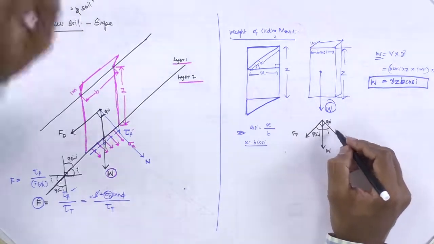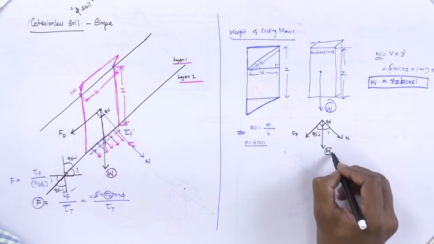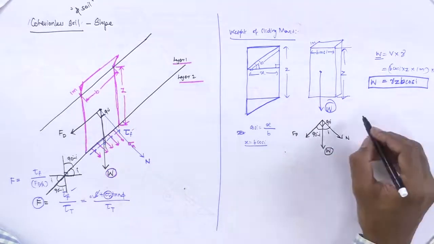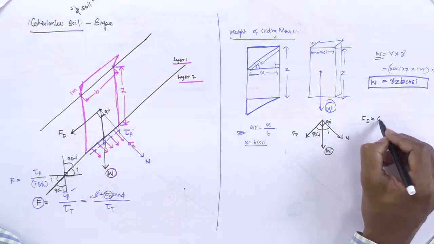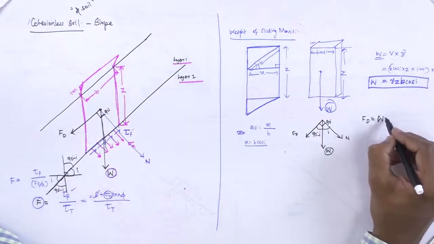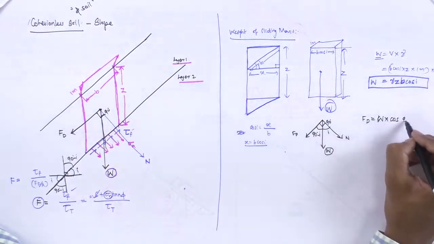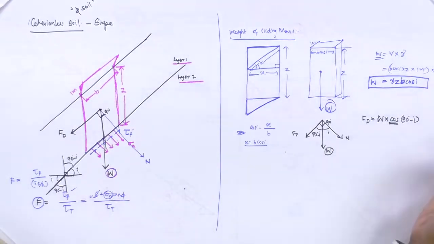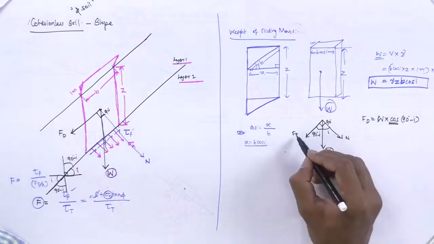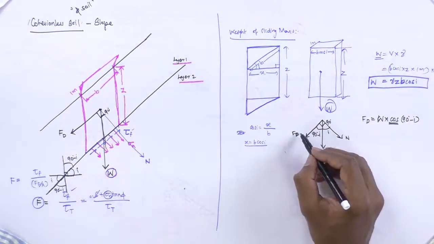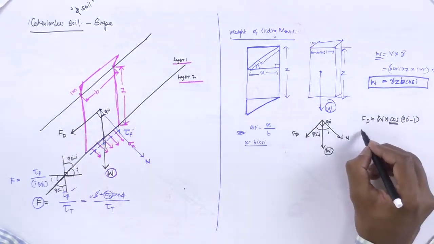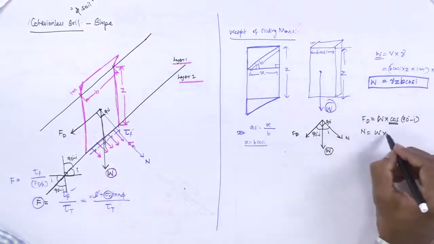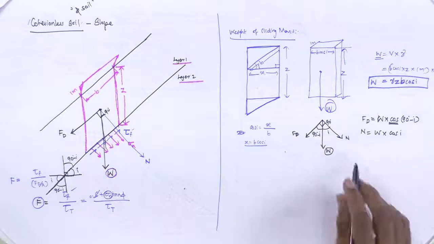So this is 90 minus I. When we have any force component, it has to be converted using the included angle. So FD is nothing but W multiplied with cos of (90 degrees minus I). Simply, with the help of the cosine of the included angle, you will get this force component. So N is given by the same W times cos I.